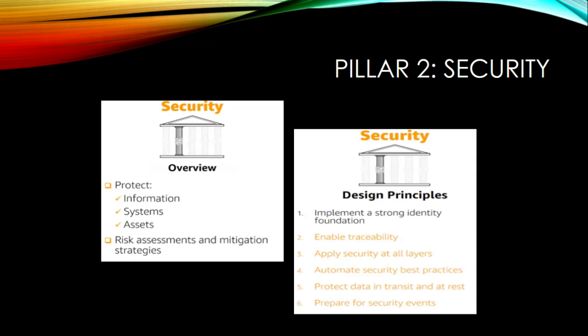The fifth point is protect data in transit and at rest. So here, primarily classify your data into sensitivity levels and use mechanisms such as encryption and tokenization where appropriate. Reduce or eliminate direct human access to data to reduce risk of loss or modification.